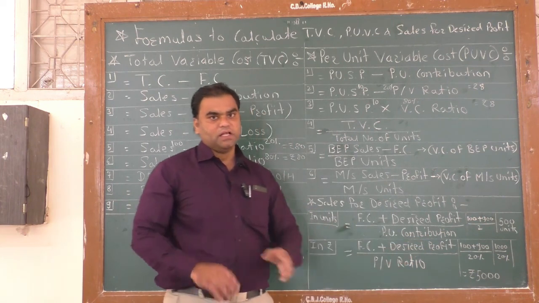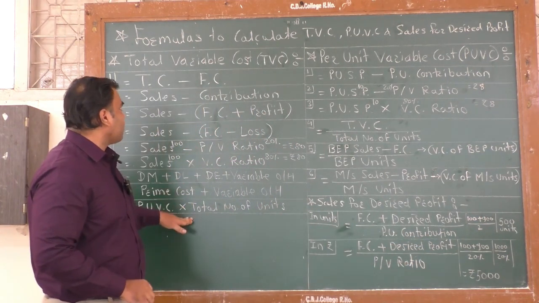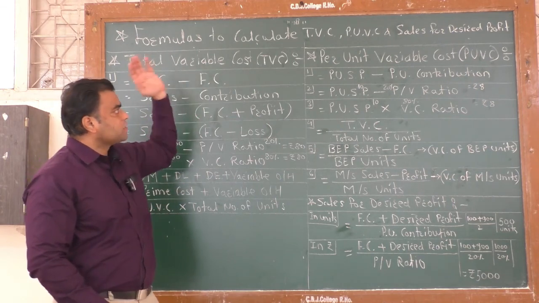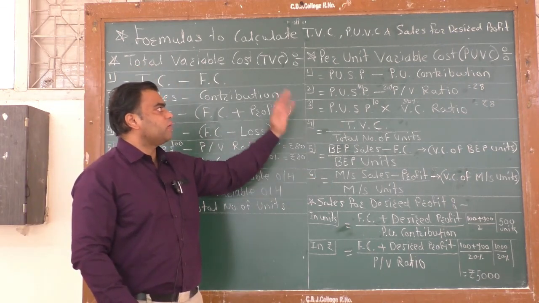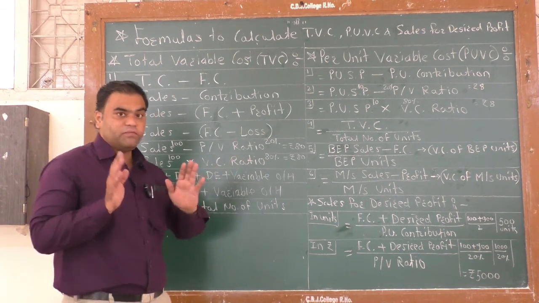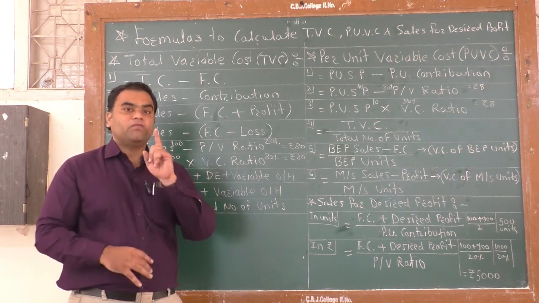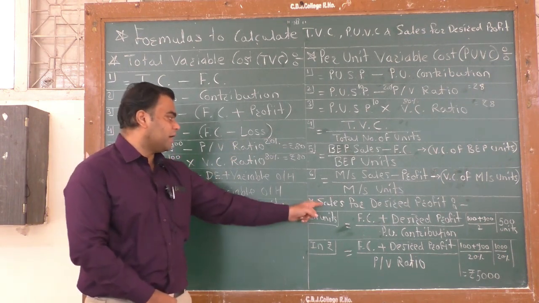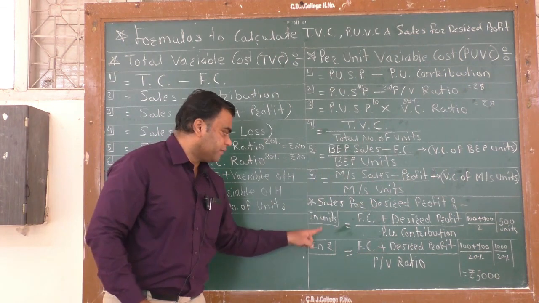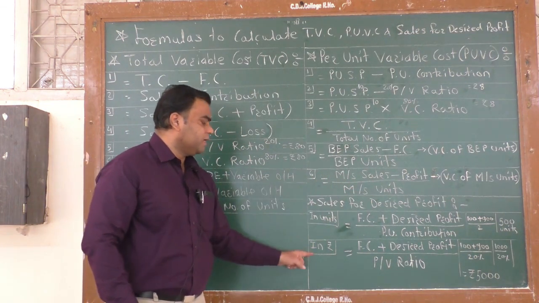So today in this lecture we have discussed total 9 formulas to calculate total variable cost and 6 formulas to calculate per unit variable cost, meaning total 15 formulas to calculate variable cost. We also discussed 1 formula to calculate sales for desired profit in units, and 1 formula to calculate sales for desired profit in rupees.